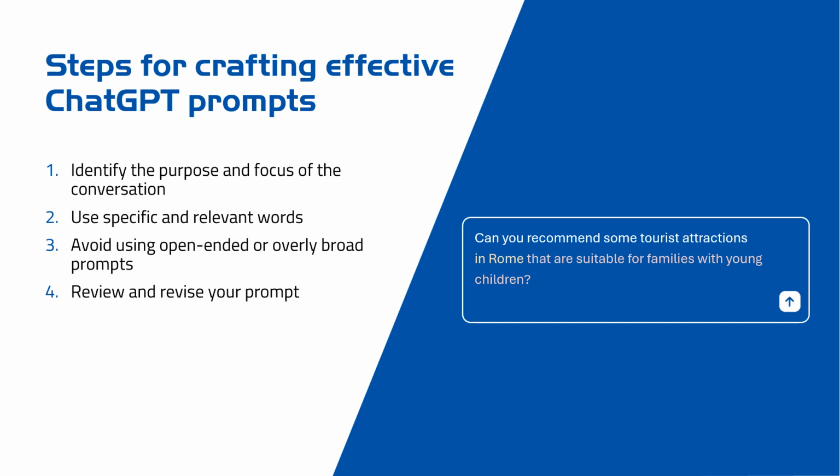So you're making sure that it's focused and specific, avoiding open-ended or overly broad language, and it's focused on exactly what you need, so no revisions are necessary. By following these steps, you can craft an effective ChatGPT prompt that drives an informative and engaging conversation about tourist attractions in Rome that are suitable for families with young children.